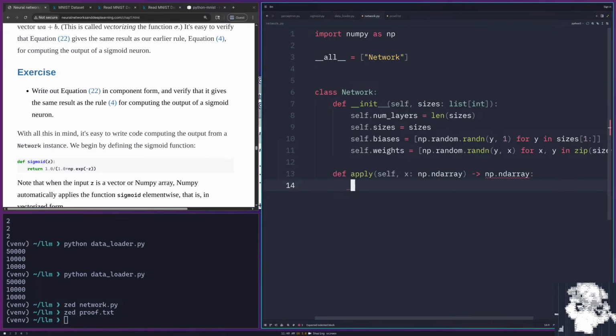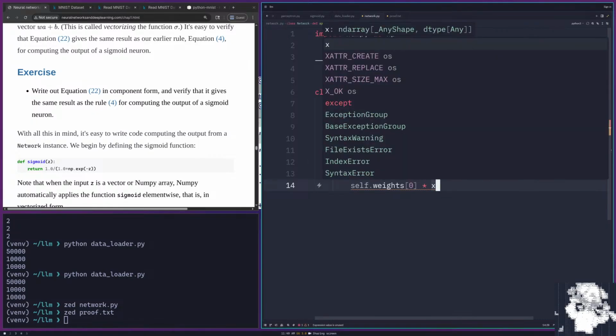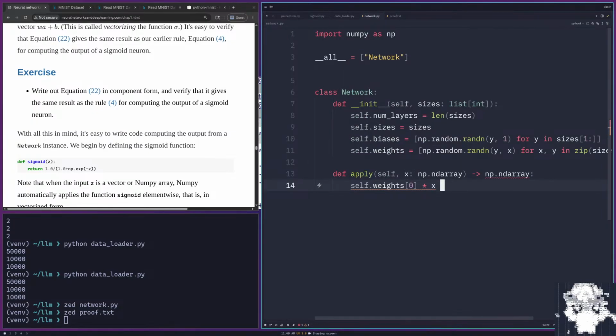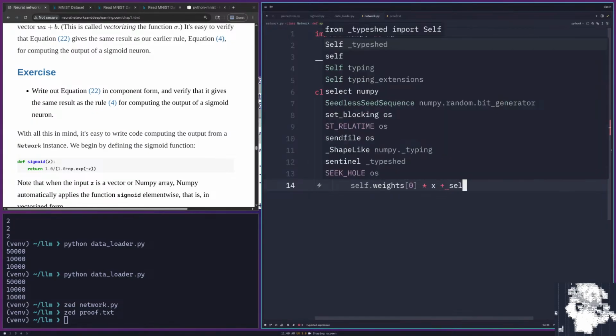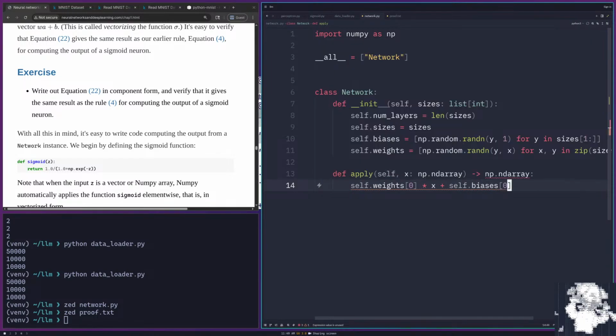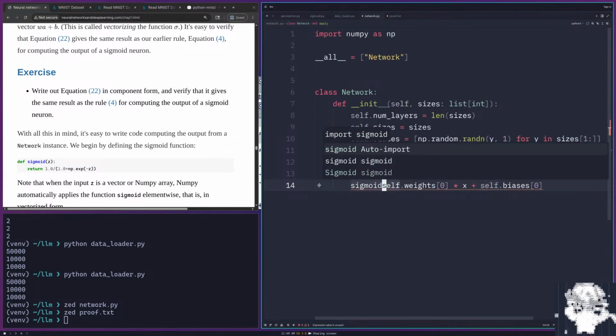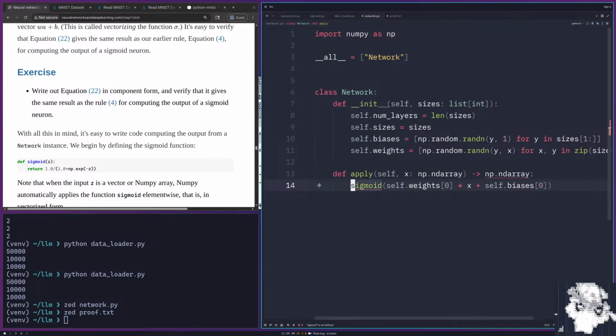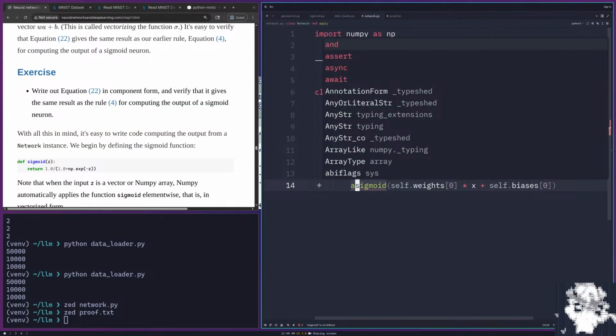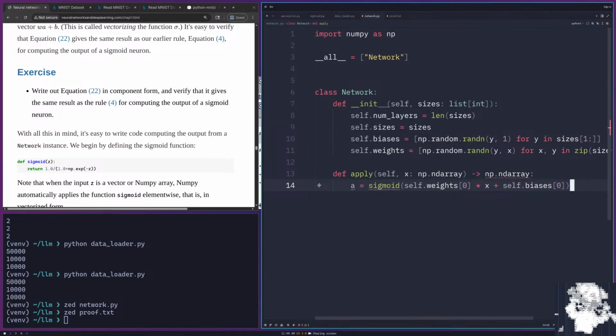So for the first layer, you multiply the weights, so this times x plus self.biases of 0, sigmoid of that. This is your next thing. This is the next layer.